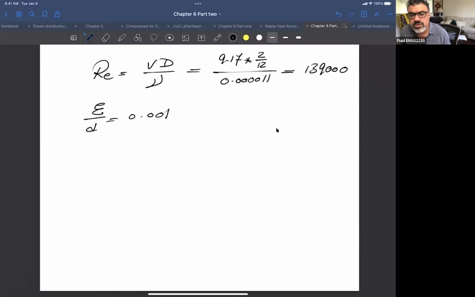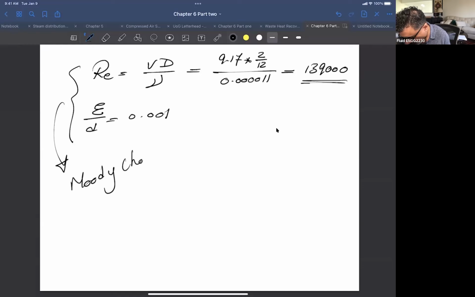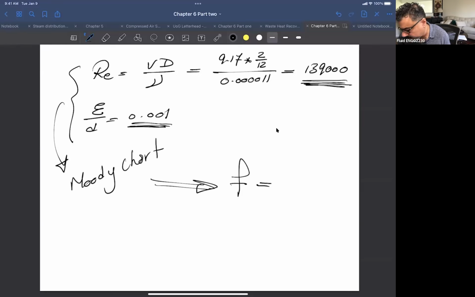First of all, this is a turbulent flow, right? So this Reynolds number here is very high. So I can get this from the Moody chart. I have epsilon over D and I have the Reynolds number, so I can get the friction factor. The friction factor here is 0.022, right? So the friction loss is straightforward, right?